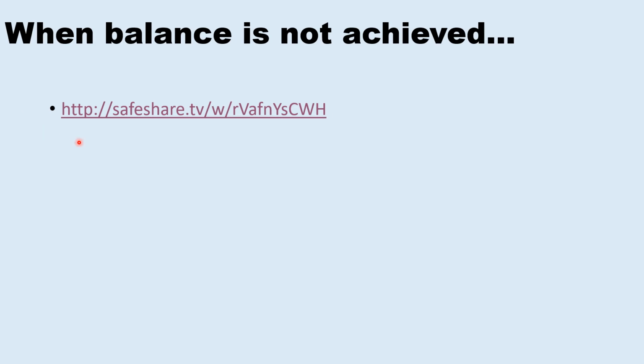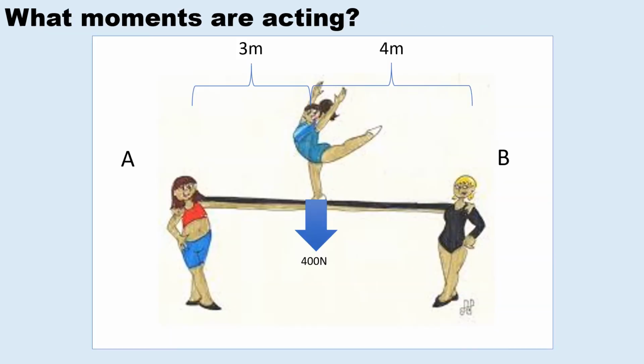And for a little laugh, if you want to watch this video, this is when balance is not achieved, when there is not an equilibrium on a beam. So that is quite funny.